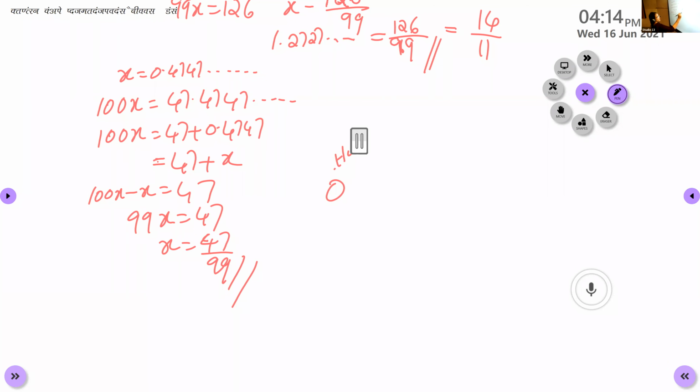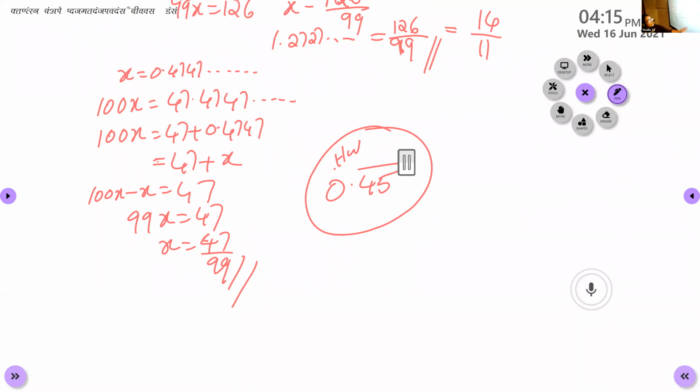One more homework question: 0.45 expressed in the form p by q. 0.45 bar, where 45 is repeating.